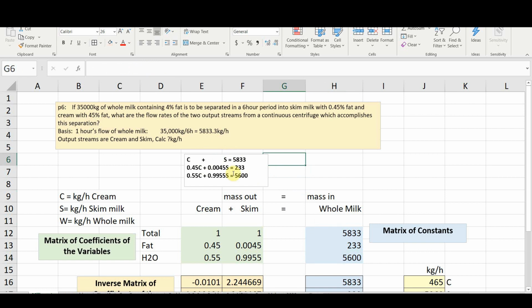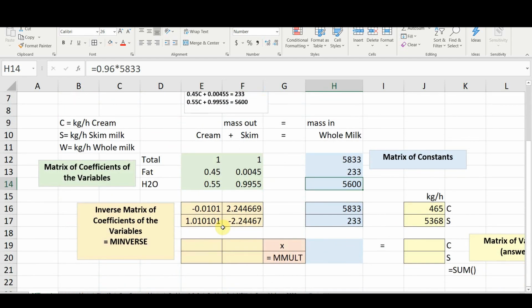Now to solve it in Excel, you want to take the coefficients of the variables. So these are the coefficients of the variables of the first equation, 1, 1, and here's the constant. 0.45 and 0.0045 are the coefficients of the variables of the second equation, and here's the constant. Likewise for the third equation, coefficients of the variables and constant. So we're going to choose any two. I choose the first two, but any two will work.